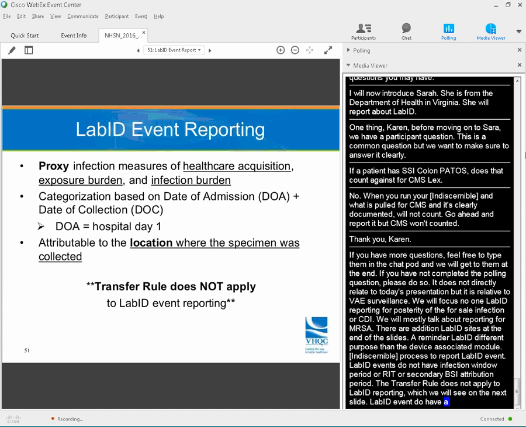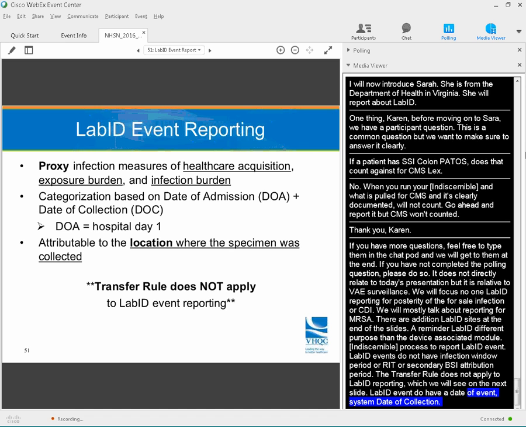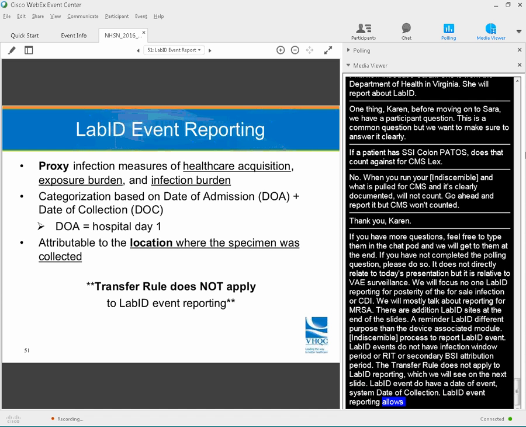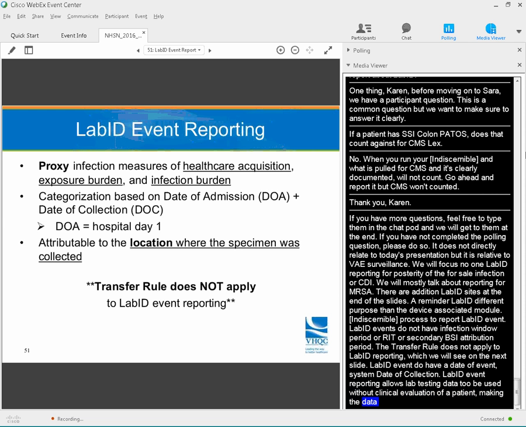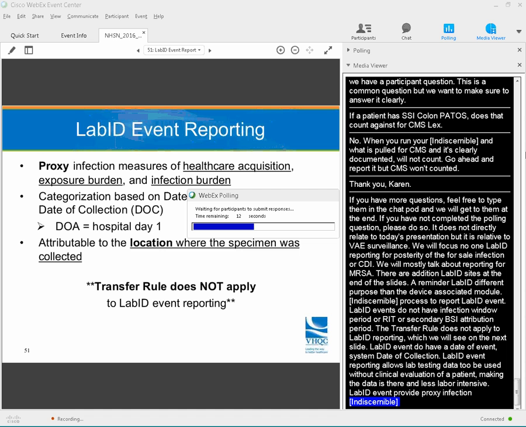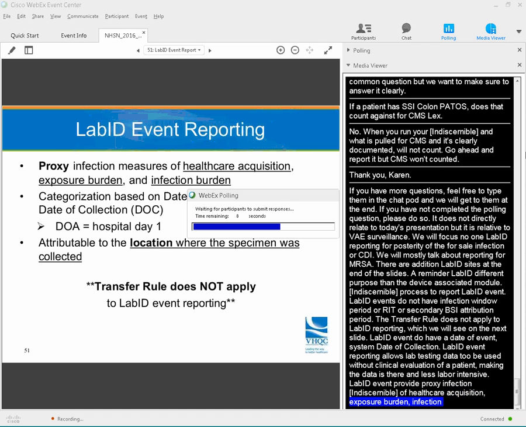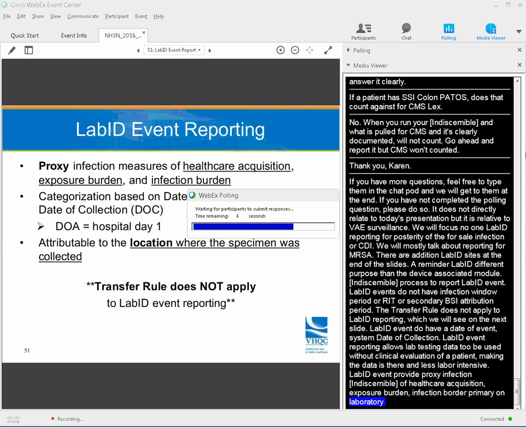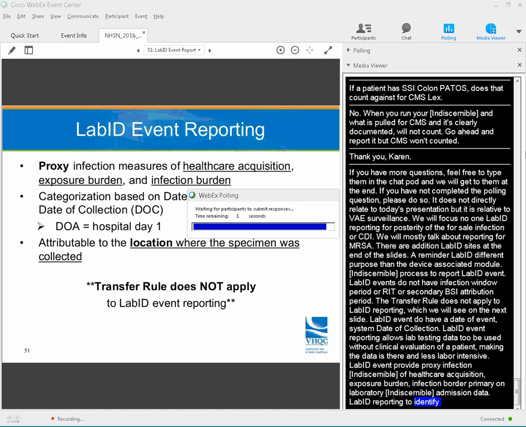Lab ID event reporting allows lab testing data to be used without clinical evaluation of a patient, making the data easier and less labor-intensive to collect. Lab ID events provide proxy infection measures of healthcare acquisition, exposure burden, and infection burden based primarily on laboratory and limited admission data. Lab ID reporting allows us to identify vulnerable patient populations and to assess the need for and effectiveness of interventions.